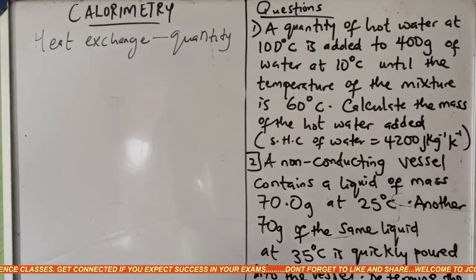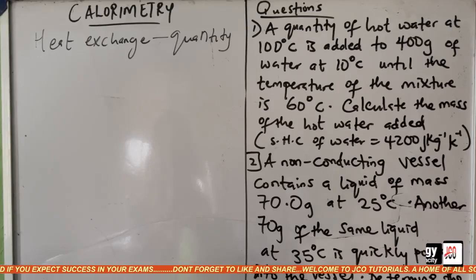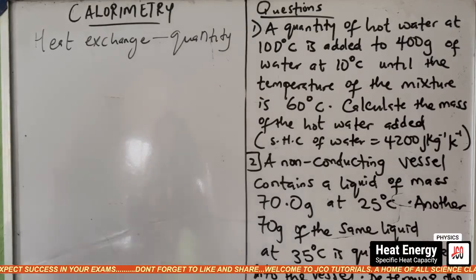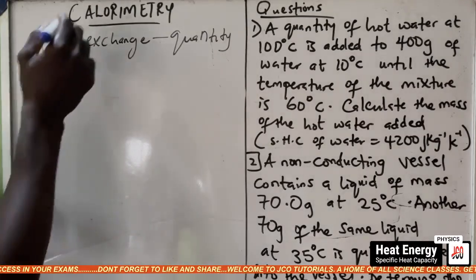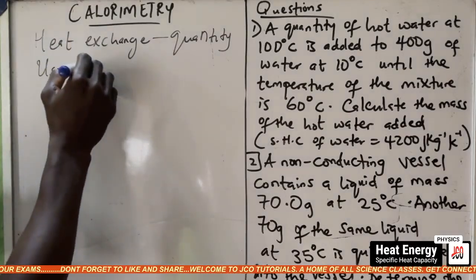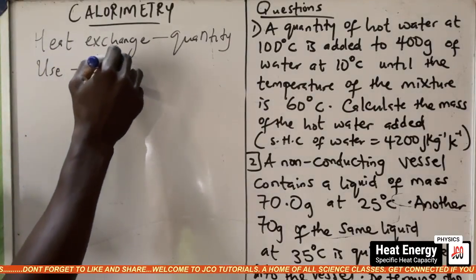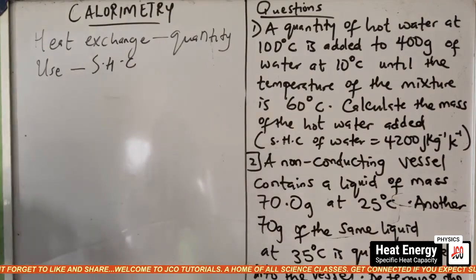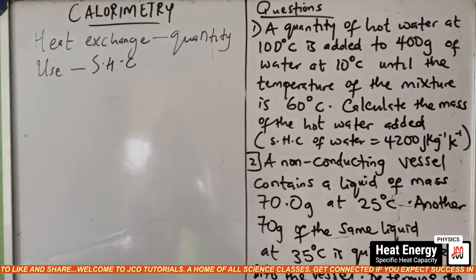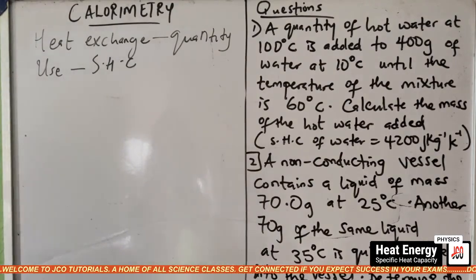To make such measurement, a calorimeter is used. One important use of calorimeter is to determine the specific heat capacity of a substance. So the use is what? To determine specific heat capacity of a substance. That's what we use calorimeter to do. And now, in order to do so, we are going to look at two methods.